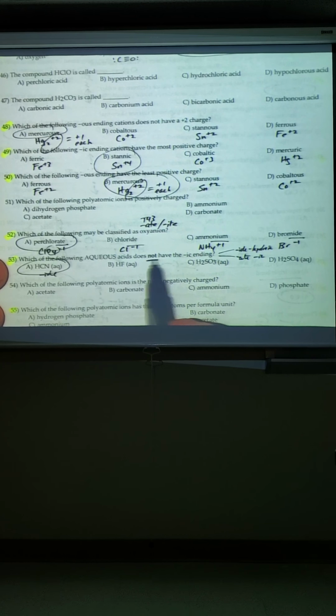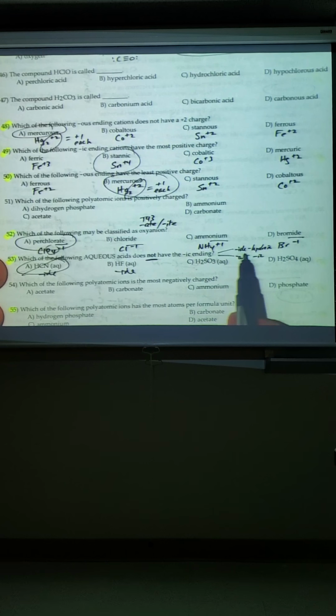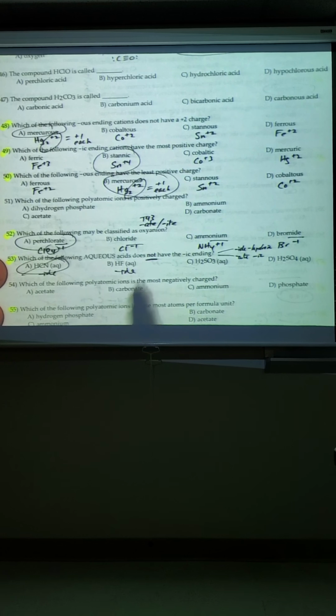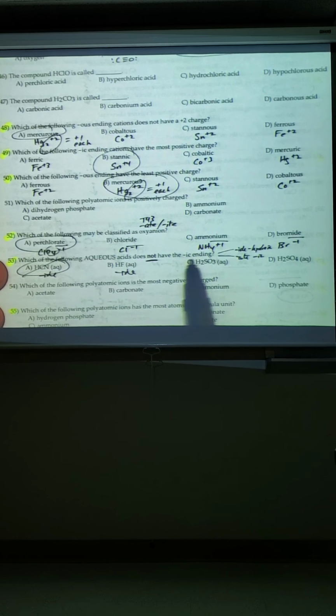Whoops, this one says not, so we better leave that one alone. This one is IDE, so this is hydrogen fluoride. So it also would be an ic ending acid. So, just like A, both of these would be hydro-ic acids. So both of these would be ic ending, they wanted not. I was just getting a little overeager.